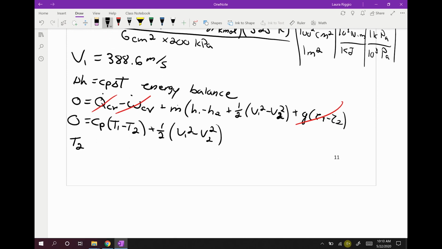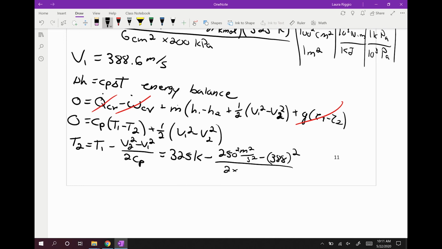which yields that T2 is equal to T1 minus V2 squared minus V1 squared over 2 Cp, which is 325 Kelvin minus 250 squared meters squared per second squared minus 388 squared over 2 times 1.008 kilojoules per kilogram Kelvin times the fact that 1 kilojoule is 10 to the 3 joules. I get that T2 is equal to 368.9 Kelvin.